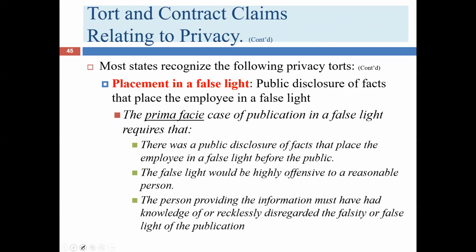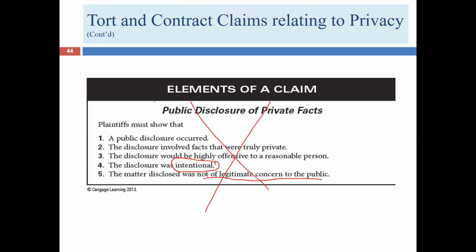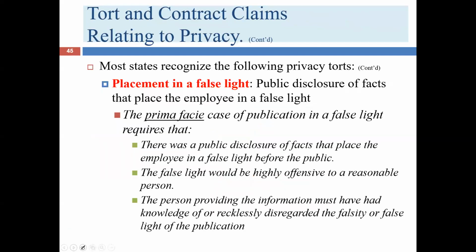So we've talked about intrusion upon seclusion, and we've talked about public disclosure of private facts. Now we're ready for our third tort, which is placement in a false light. When I say this, I'm not talking about taking a picture with the light in the wrong place or something like that. What we're talking about is a disclosure of a fact that is technically true, but it creates the impression in the reader or the seer that facts are different than what they truly are.